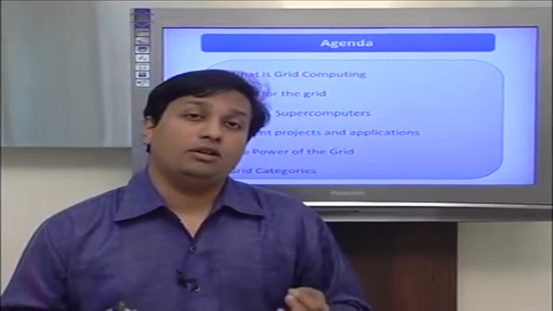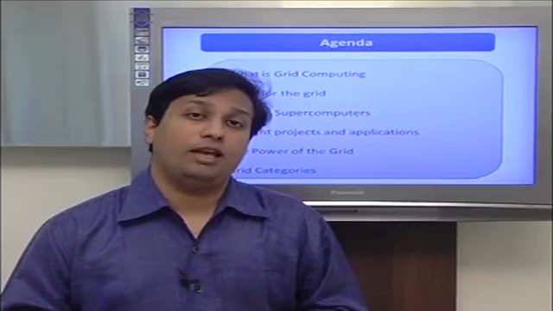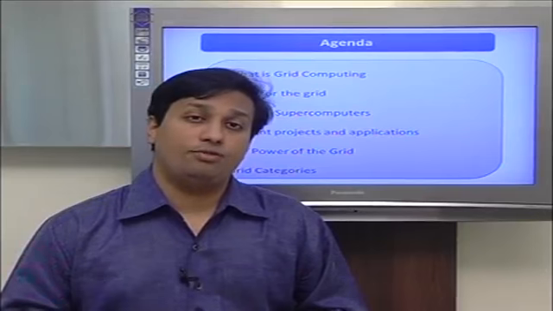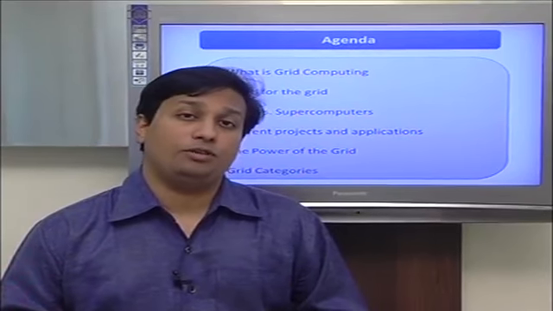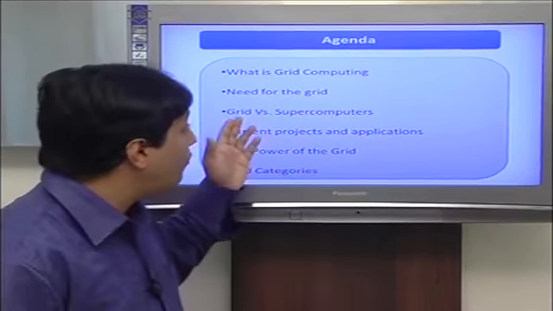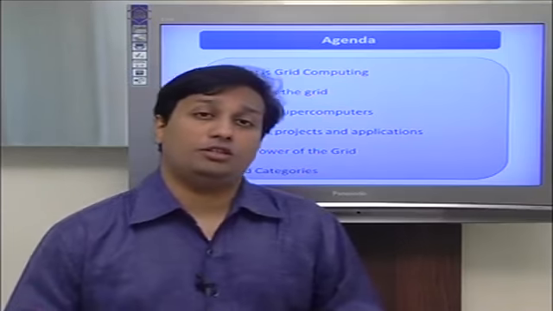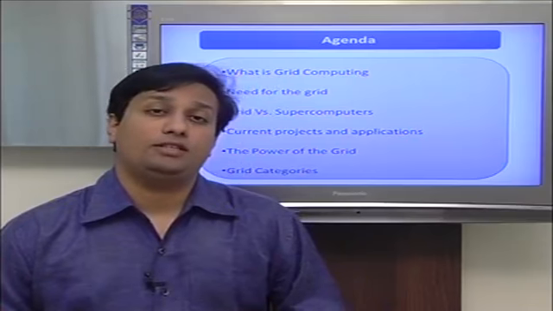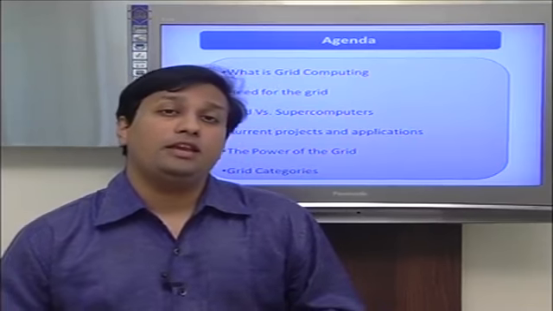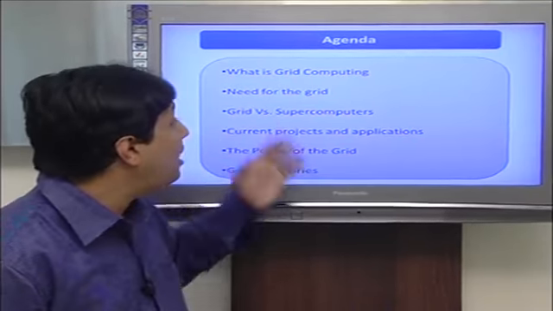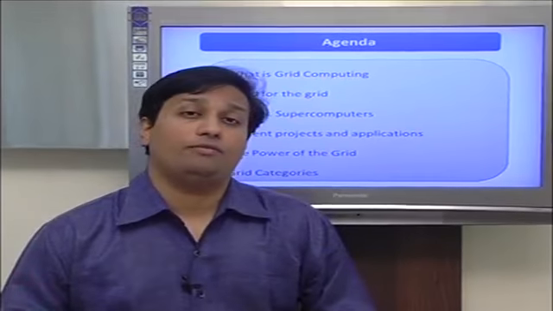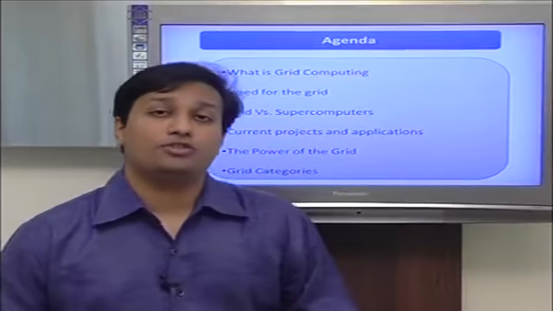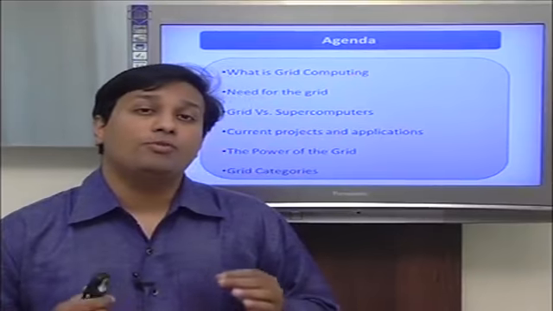We have several techniques of computing like parallel computing, supercomputing, client-server computing, and cloud computing. Grid also forms one of the niche markets in computing. So what is the need for the grid is going to be discussed in key points and slides under need for the grid. We are also going to understand grid versus supercomputers.